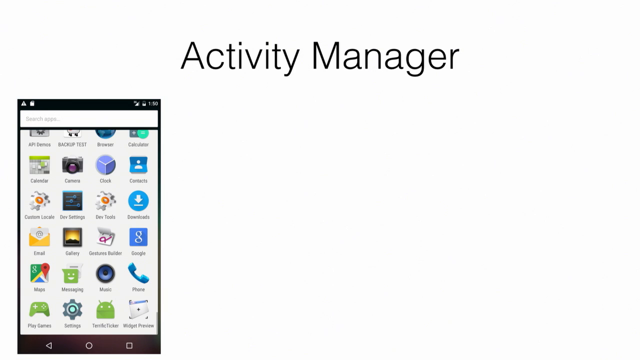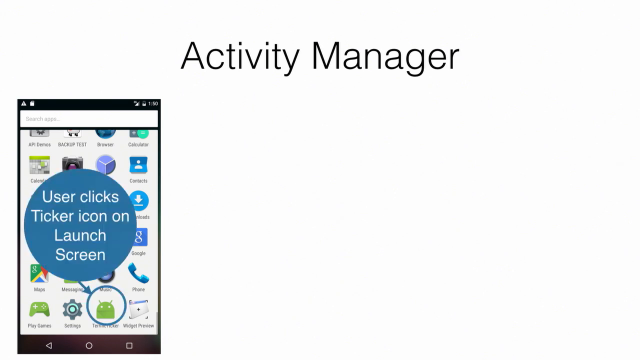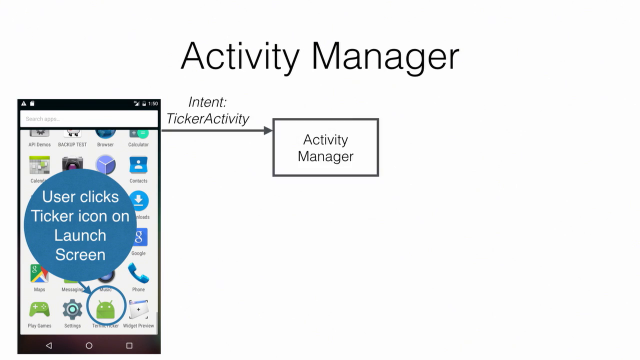And what will happen is that requests called intents are issued to this Activity Manager, and then the Activity Manager's job is to create instances of that activity and do something with them. So an example here might be that the user clicks on an icon on the launch screen, which issues an intent to the Activity Manager to start the ticker activity. So the Activity Manager is kind of like the router, right? It's going to figure out which class it should create an instance of.